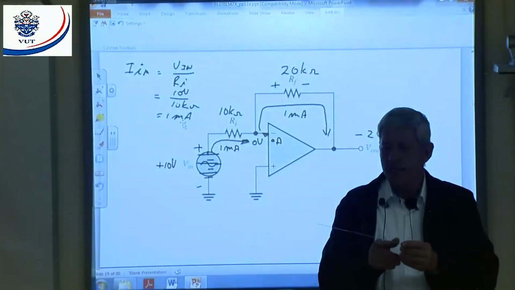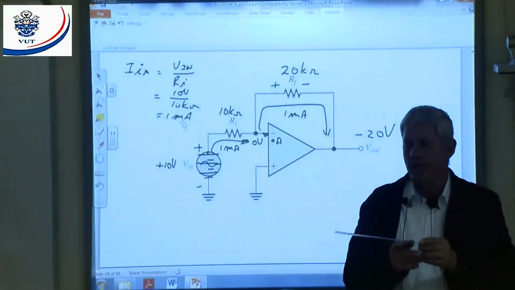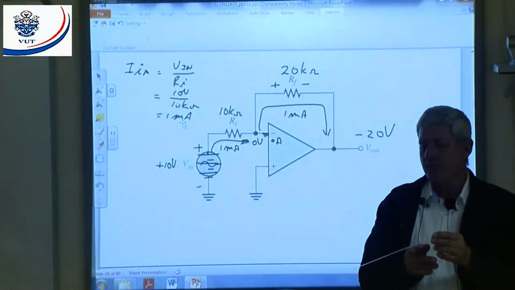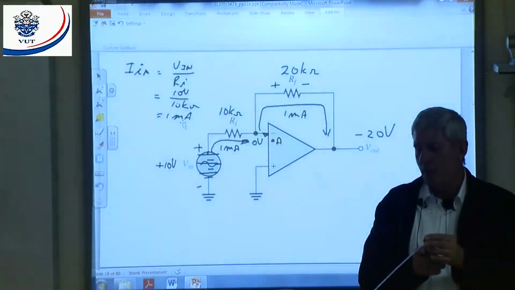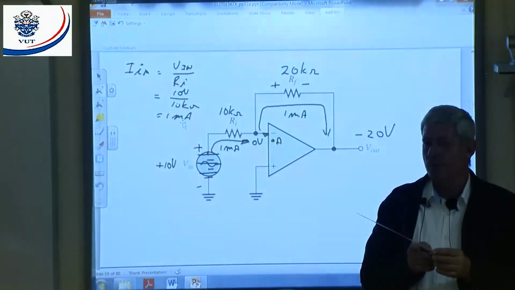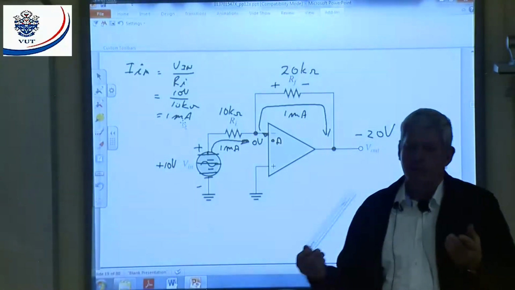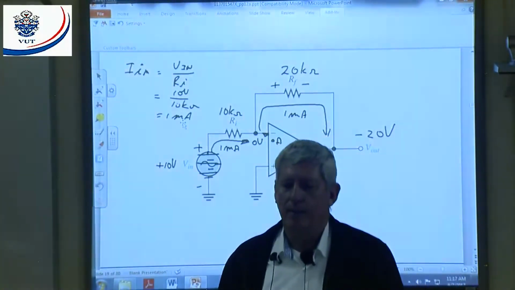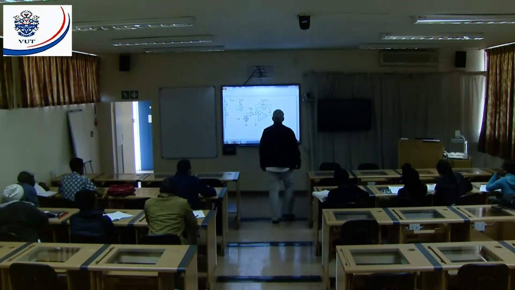If I make that resistor larger than my input resistor, then if my input goes positive, the output goes negative with a much larger amount, depending on where I move it. If I go negative at the input, the output will go positive with a much larger amount. I basically just change my attenuation. Any questions?